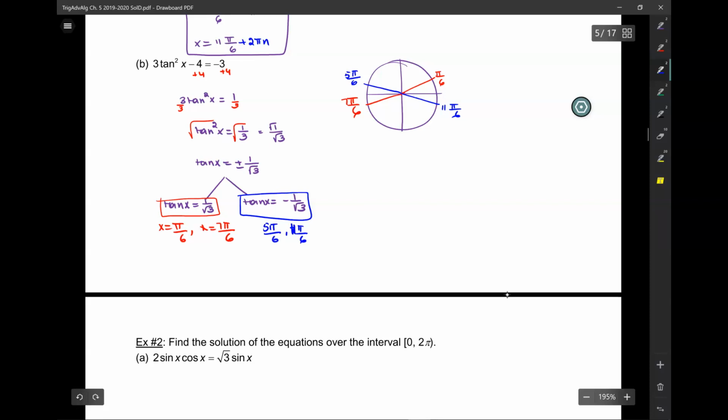Okay, now, take a look. I need to do plus 2n pi for these, okay? So my answer is going to be x equals pi over 6 plus 2 pi n, 7 pi over 6 plus 2 pi n, 5 pi over 6 plus 2 pi n, 11 pi over 6 plus 2 pi n.